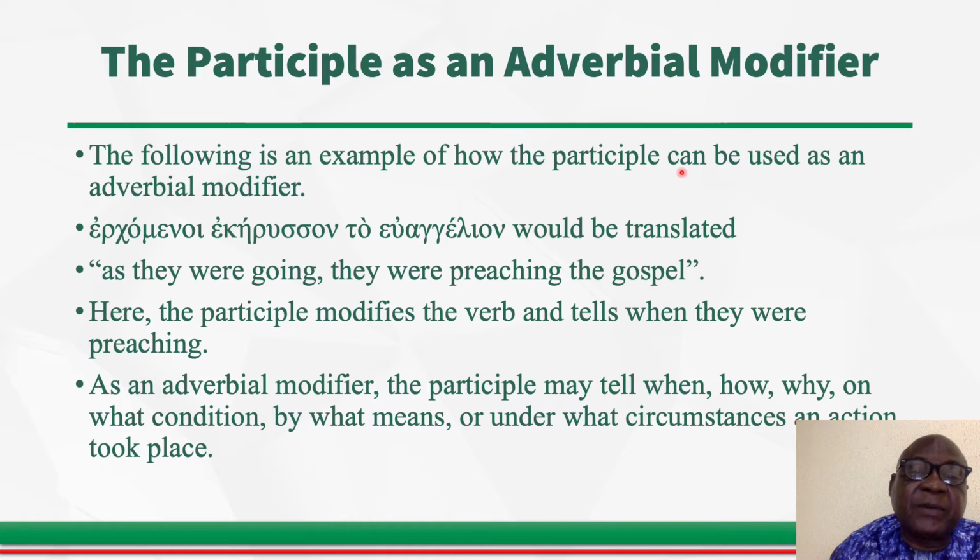The following is an example of how the participle can be used as an adverbial modifier. Erchomenoi ekeruzinto to euangelion will be translated as "they were going, they were preaching the gospel." So it means that the going and the preaching are taking place at the same time, but ekeruson is actually modifying erchomenos here, which is the verb.